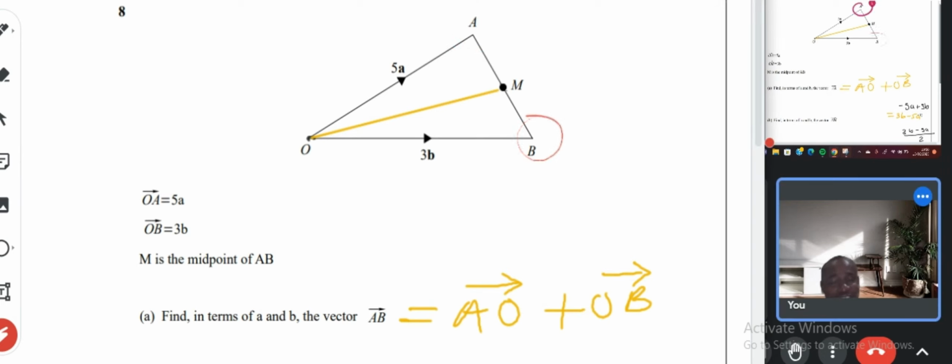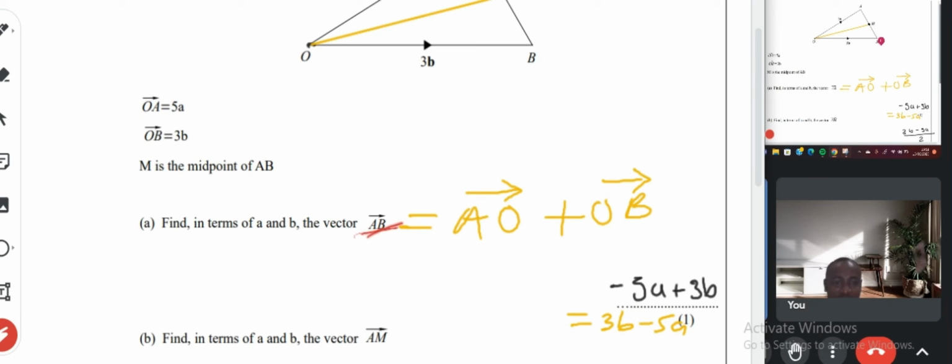I told you in vectors, just think of following routes that are known. It's like there are pathways that are already defined. So you follow the pathway to get to where you're going. We're asked to move from city A to city B. We don't have any knowledge about this route. So we go through the routes that we know. So you move from A to O, which is minus 5A, and then O to B, which is 3B. That's how we got A to B. We got AB to be minus 5A plus 3B, or 3B minus 5A.